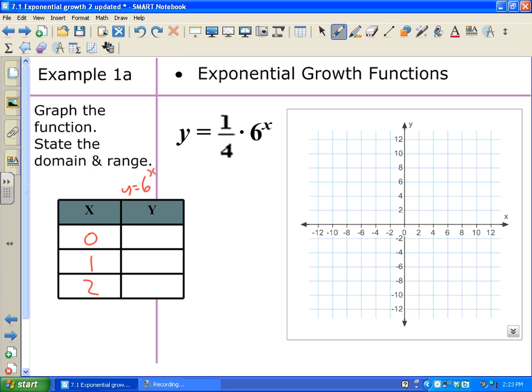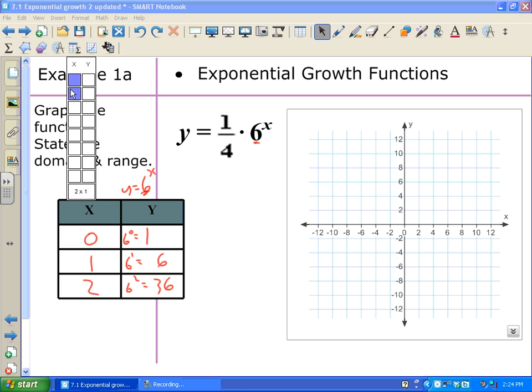If x equals 0, then 6 to the 0 is 1. I'll just write there, 6 to the 0. If x equals 1, that's 6 to the 1, which is 6. And if x equals 2, that's 6 squared, which is 36. There's my parent function. Notice that my parent function has a 6 instead of a 2 this time.